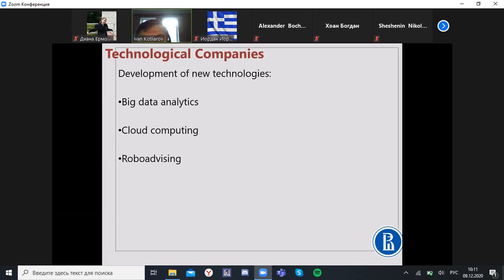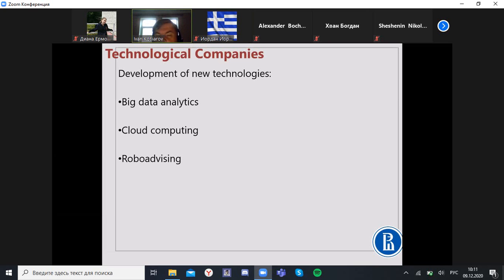It is using big data analytics for market analysis, and the development of recommendations for investors on how they should invest their money. So no financial consultants participate in such advising, but investors do get the recommendations they need for investment of their funds. Guys, do you understand it? Yes. Okay.